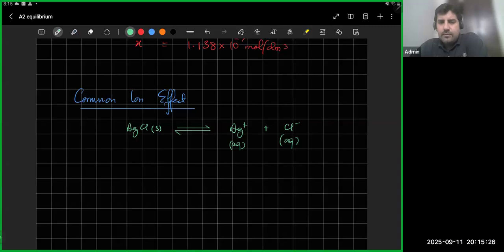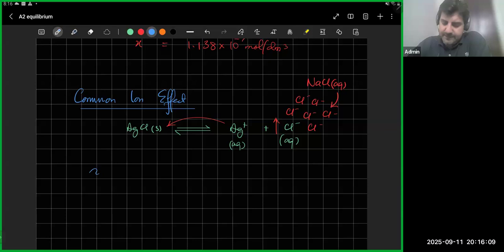Now, in a common ion effect, if you add more Cl ions to your solution, the concentration of Cl ions increases, and it's not coming from AgCl. Maybe it's coming from some other source. Maybe NaCl was added, and the solution started producing a lot of Cl ions, and in the same solution you have AgCl. So what happens if the Cl ion concentration increases? Where would the equilibrium shift? The equilibrium is going to shift backwards, and the solubility of AgCl will decrease.